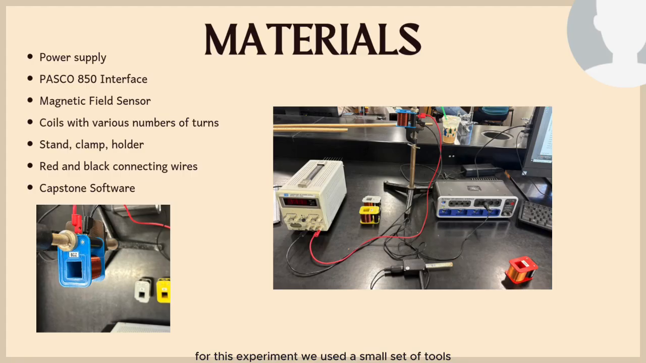For this experiment, we used a small set of tools that let us create and measure the magnetic field inside different coils, and we were allowed to design our procedure. The first piece of equipment was the power supply, which provides the current for our circuit and allows us to adjust exactly how much current flows through the coil. Since Ampere's law tells us that the magnetic field depends on the current, this device is needed. Next, we use the Pasco interface, a box connected to the computer that reads a signal from our magnetic field sensor and sends all the data to Capstone so we can record and graph our measurements accurately.